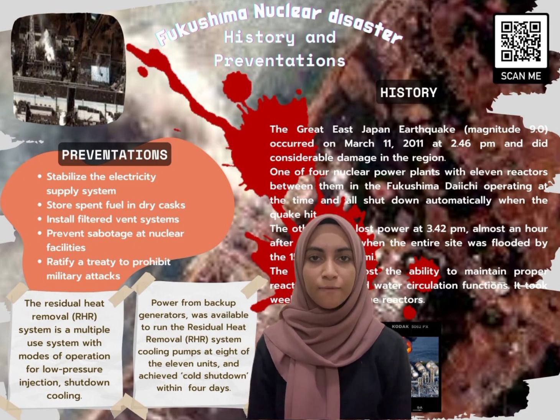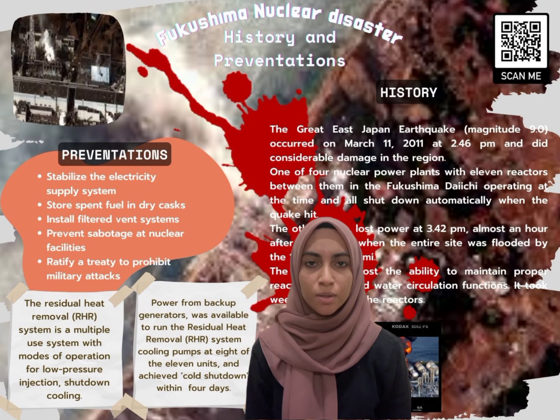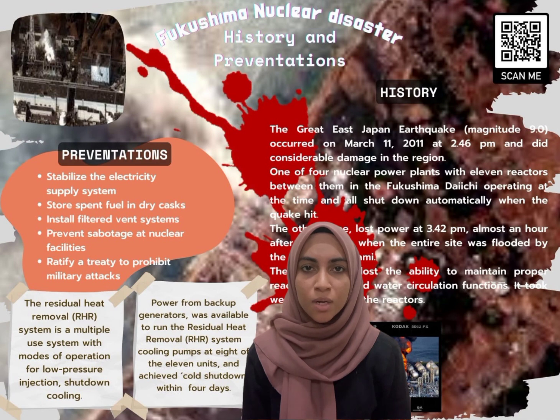Second, store spent fuel in dry casks. Spent nuclear fuel should be stored in dry casks to reduce the risk of overheating. Dry casks provide robust protection against physical damage and are expected to last 100 years or more. Dry cask storage also helps alleviate the shortage of storage pool capacity.